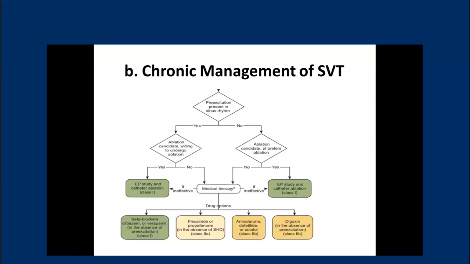Usually, for patients with few symptoms which occur once or twice a year, treating the episode may suffice, but patients with frequent recurrences usually require chronic therapy. And if the patients are not adherent to the drugs, or if the patients don't want to take the drugs, and if they can afford EP study and ablation, then that's an option for the other tachyarrhythmias, including AVNRT and atrial tachycardia as well.